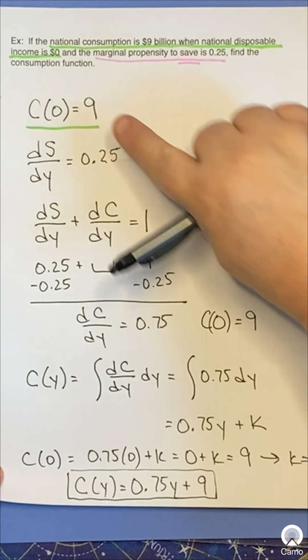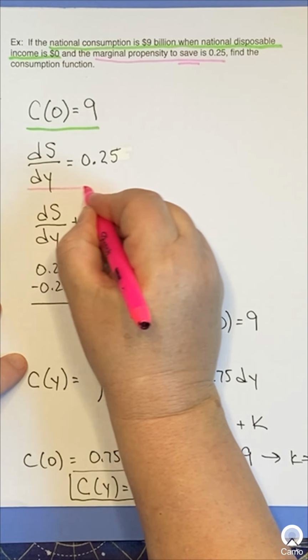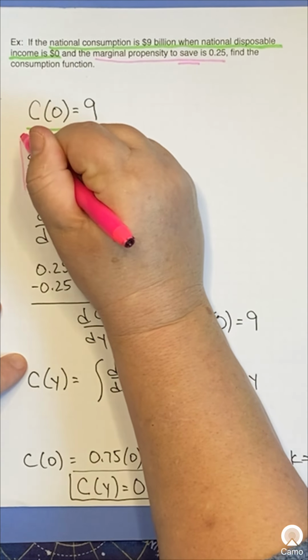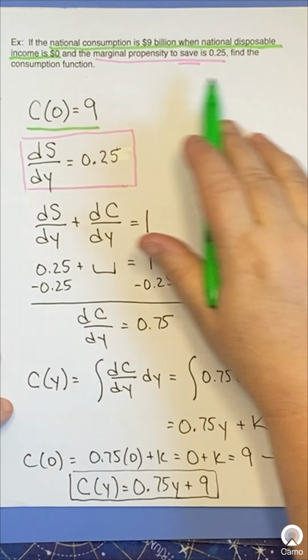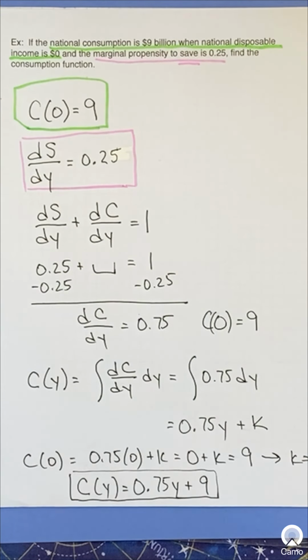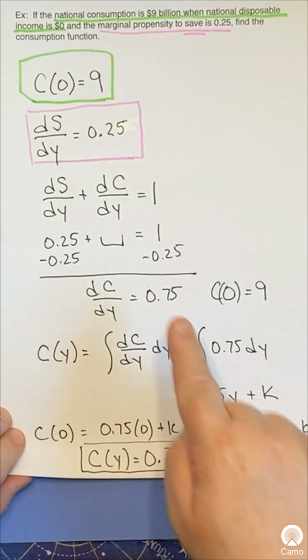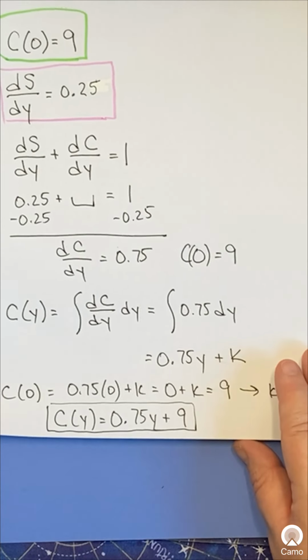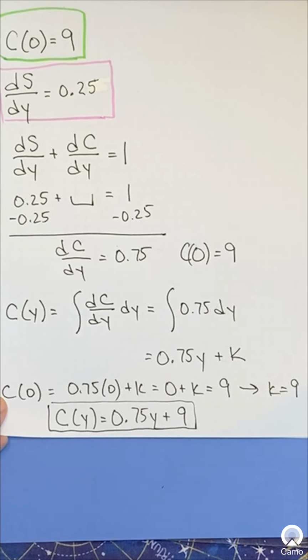So let's look again. National consumption is right there. I didn't underline this with pink. Let me underline this with pink. This is this one right there. Put a square around it. So these two clauses give us these two pieces of information. C of 0 equals 9. The marginal propensity to save is 0.25. And then from that, we get the marginal propensity to consume. And then we integrate. And then we get our function. And this is our consumption function, which we can then use to talk to models that we set up.